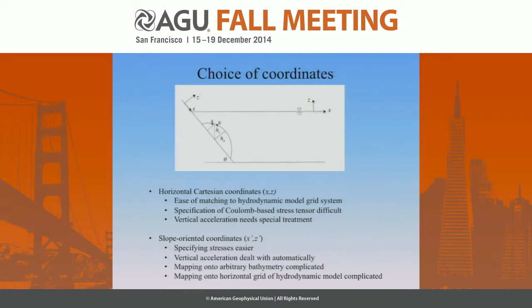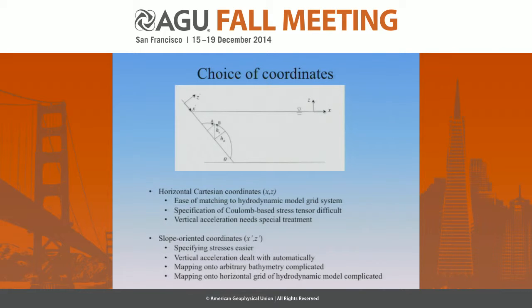Putting these models together, you have a choice of coordinates, and this comes out very much from the landslide or avalanche literature. You can put your model together in purely horizontal Cartesian coordinates. This makes it very easy to match the slide model to the hydrodynamic model lying on top of it. If you're using a granular flow model, such as a Coulomb-based stress model, it makes specification of the stress state much harder.